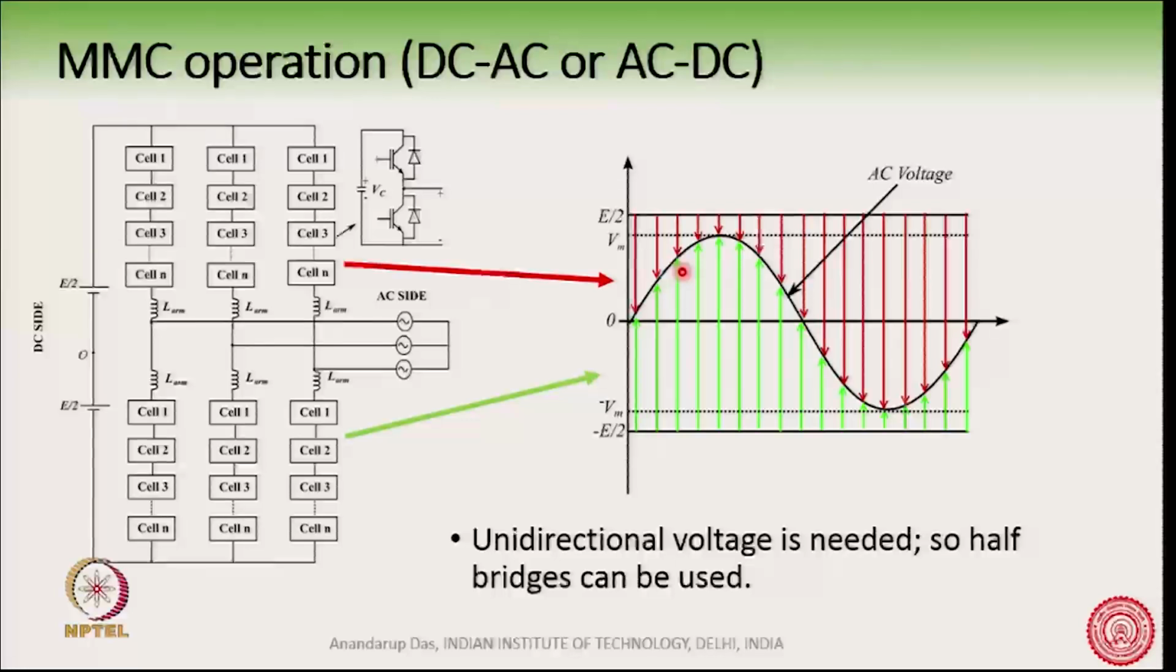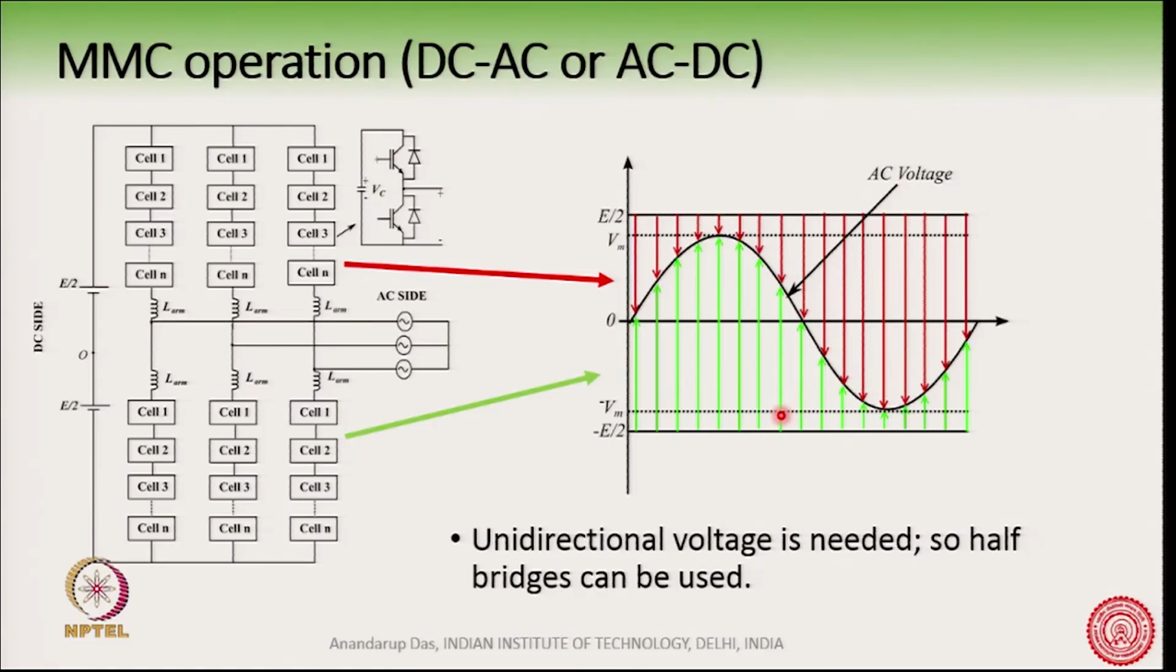The equation which we had written in the previous slide is now diagrammatically represented here in this waveform, where these arrows, the red and the green arrows, represent the instantaneous voltage magnitude of the upper arm and the lower arm. So, these are the controllable voltage sources made up of these cells.